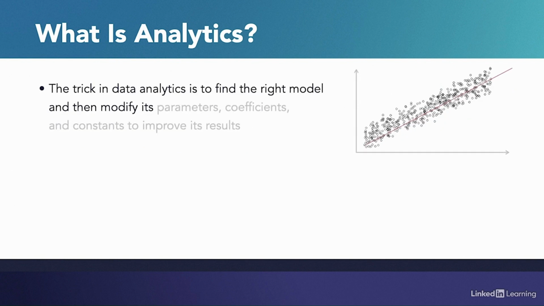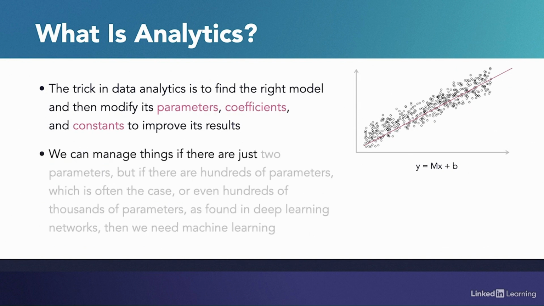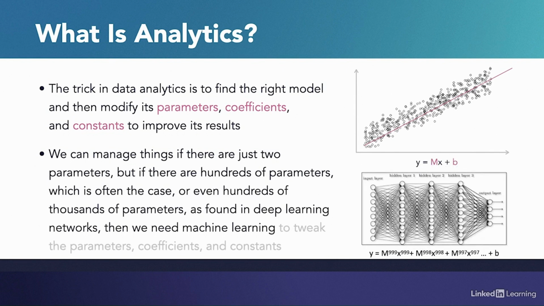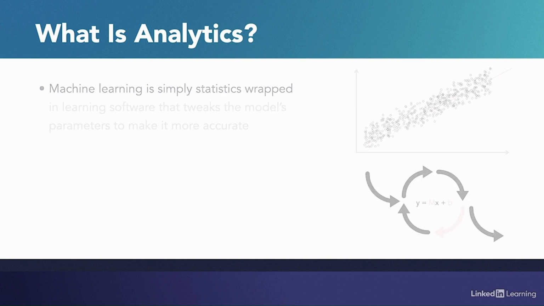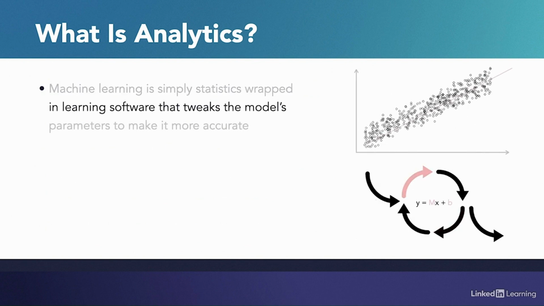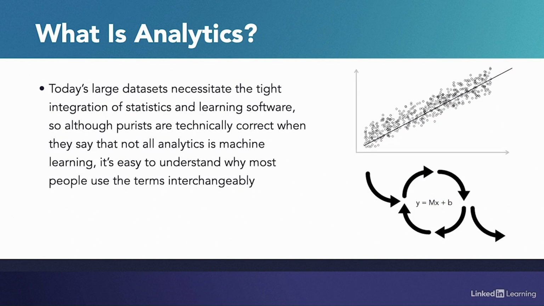The trick in data analytics is to find the right model and then model its parameters, coefficients, and constants to improve the results. We can manage things if there are just two parameters. But if there's hundreds of parameters, which is often the case, or even hundreds of thousands of parameters, as found in deep learning networks, then we need machine learning to tweak the parameters, the coefficients, and constants. Machine learning is simply statistics wrapped in learning software that tweaks the model's parameters to make it more accurate. Today's large data sets necessitate the tight integration of statistics and learning software. So although purists are technically correct when they say that not all analytics is machine learning, it's easy to understand why people use the terms interchangeably.